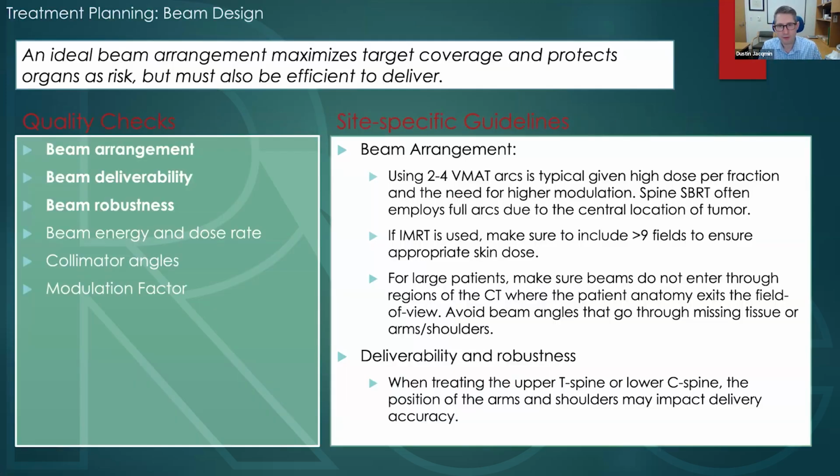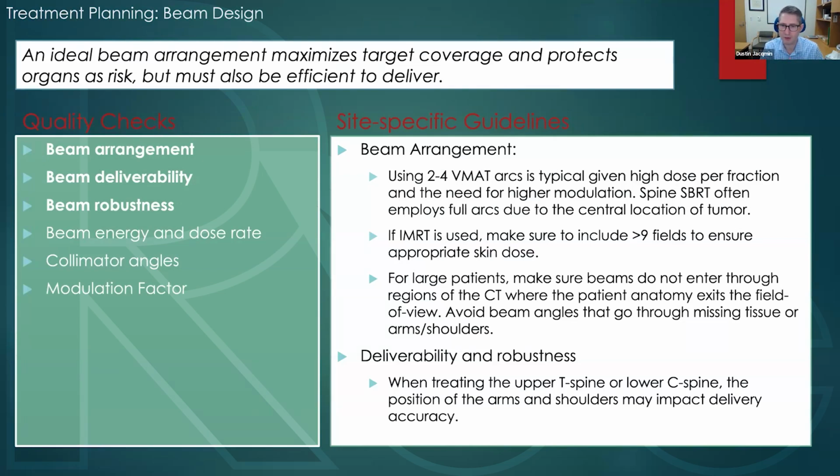So for spine SBRT, it's typical to use 2 to 4 VMAT arcs. Typically we have high dose per fraction, and because of the complexity of the geometry of these cases, we have a higher need for modulation. So a larger number of arcs is generally beneficial. And we generally employ full arcs because the tumor is in a central location, and so we can get good clearance and more entrance directions.